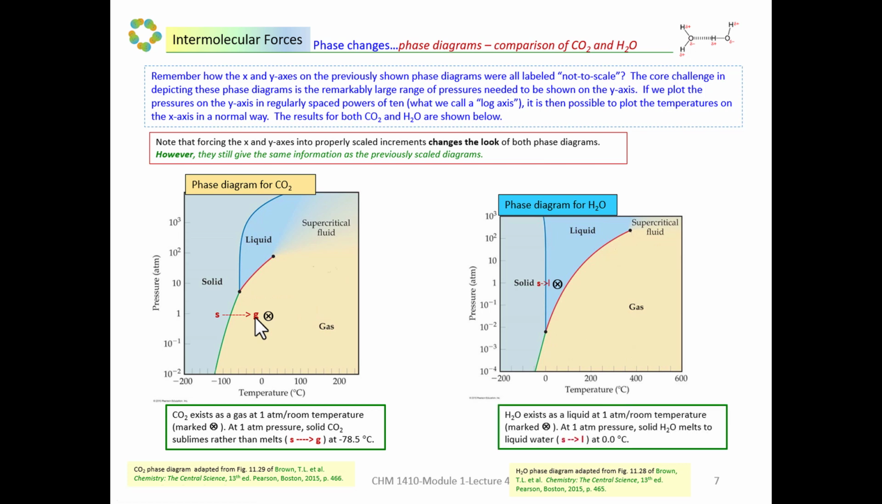If we look at the phase diagram for water, we see that water exists as a liquid under 1 atmosphere of pressure and room temperature. If you looked at the scale really closely, you could argue that I missed room temperature here, but give me a break, it's hard to put that X in this little area. And under 1 atmosphere of pressure, we know that solid water or ice melts to liquid water at 0 degrees C. So even though these diagrams look much different than the previous ones because we've scaled the axes differently, they're giving us the same information.